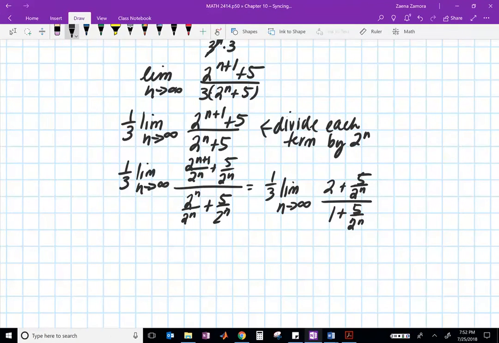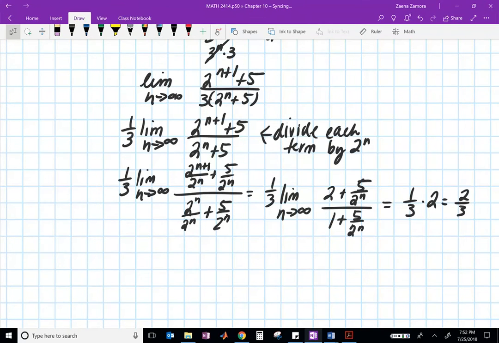And as your limit goes to infinity, what is this one going to go to? 0. And this one on bottom? 0. So we're going to have, don't forget the 1/3, 1/3 times 2 divided by 1, which is 2, and that's equal to 2 over 3.